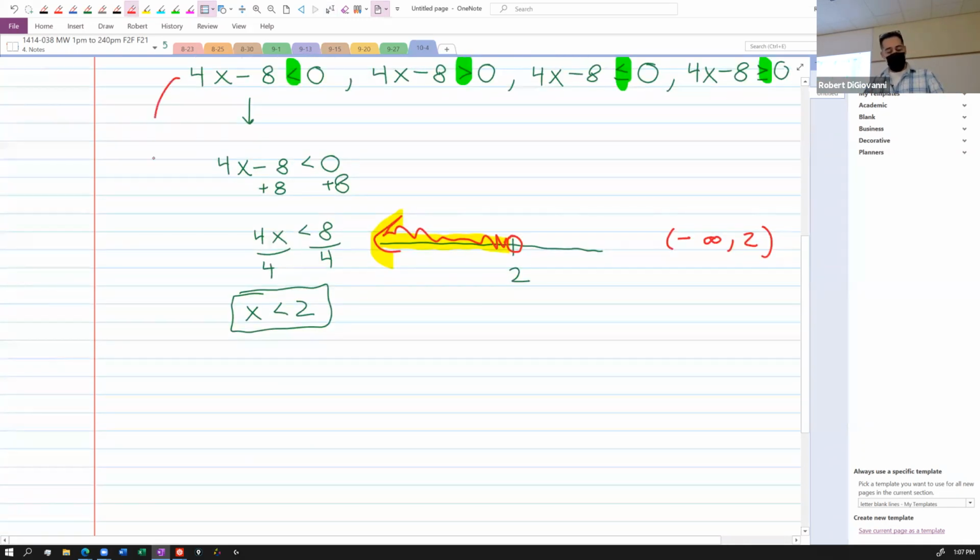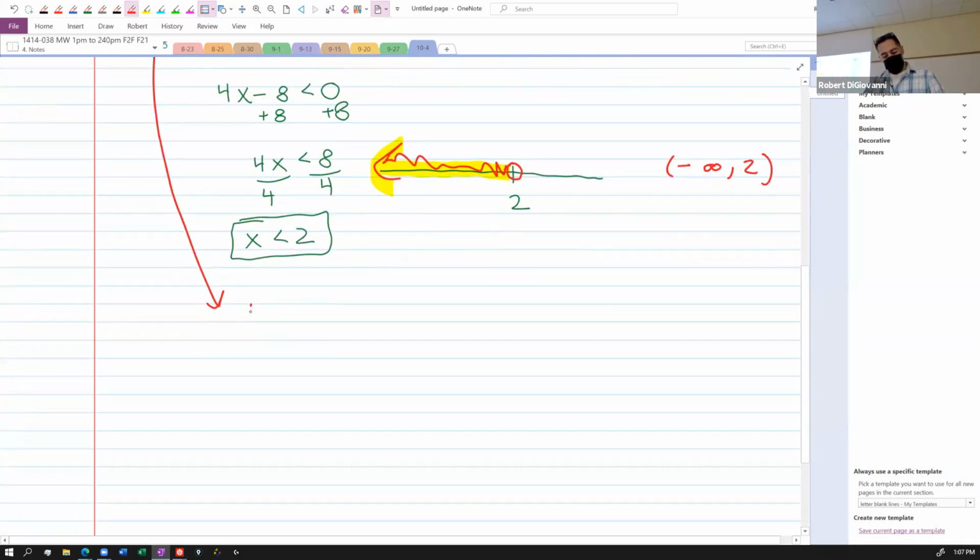I'm going to take the same problem and work it a slightly different way: 4x minus 8 less than 0. In the previous version, I added 8 to both sides, right? Just for the sake of demonstration, I'm going to instead subtract 4x from both sides. That's a legal move, and you don't flip when subtracting, even a negative. You only flip if you multiply or divide. So on the left, I get negative 8 less than negative 4x.